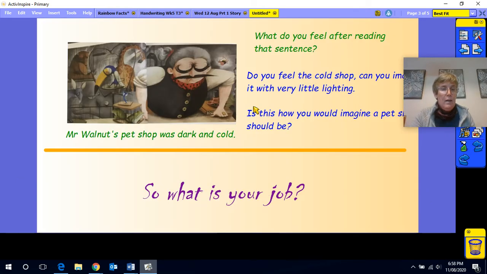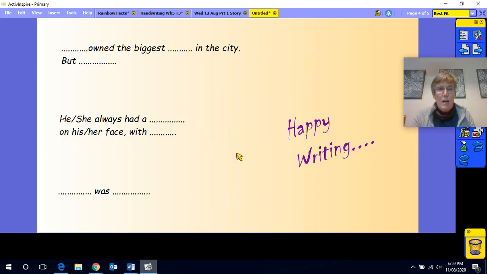Let's move on to the next page where she says, Mr. Walnut's pet shop was dark and cold. Straight away, the image that comes to my mind there, I feel this cold shop, and I feel if I was to step into this Mr. Walnut's pet shop, that I'd have goosebumps running up my arms, and I'd have to really squint to see properly because I can't see very well because there's not much lighting. And when I think about it, that's not the image that I would normally think about when I think of a pet shop. So the question is, what is your job in writing today?